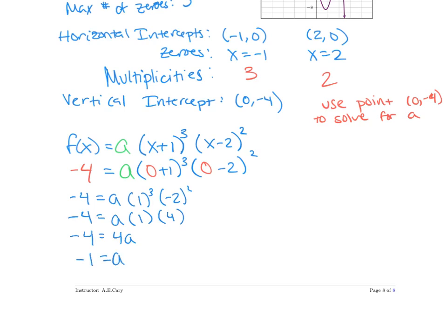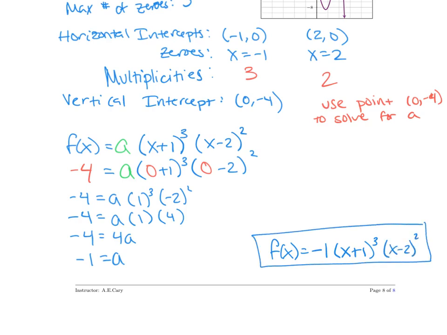Cool. So again, don't end here, take this, plug this back into your equation. We're going to have f of x is equal to -1, or just a negative, that's okay too, times x plus 1 cubed times x minus 2 squared. There's our answer. Okay, that was the last of the new material for Unit 3. So have fun with your Go formative, and then good luck on the review.